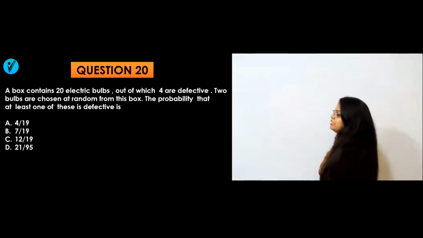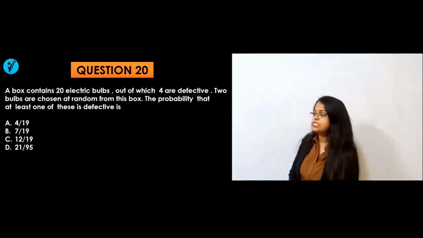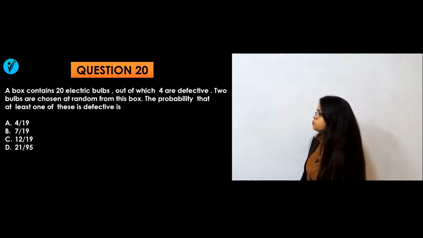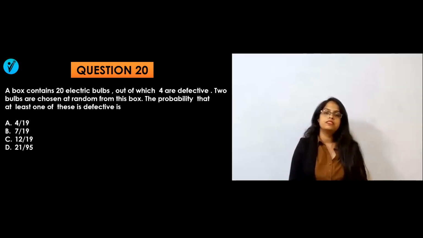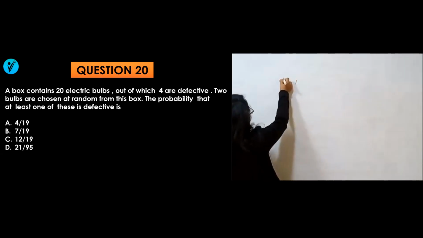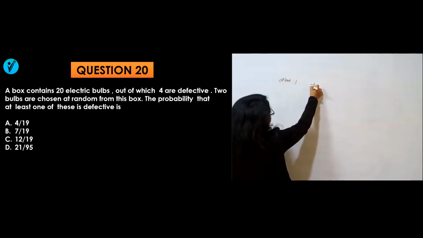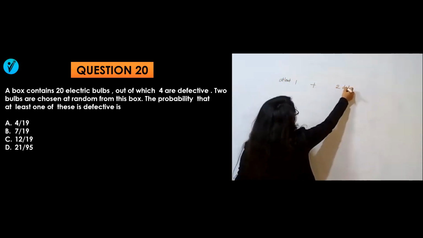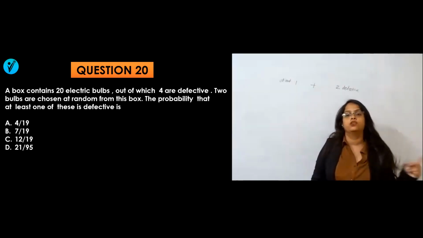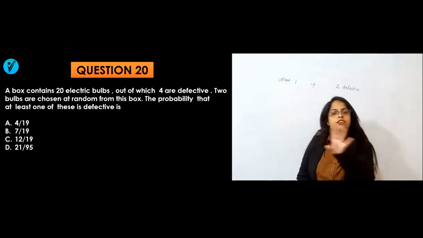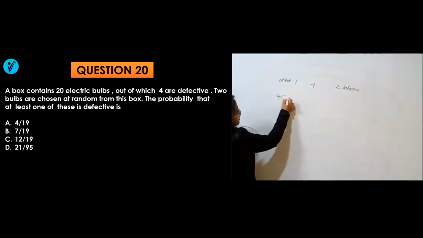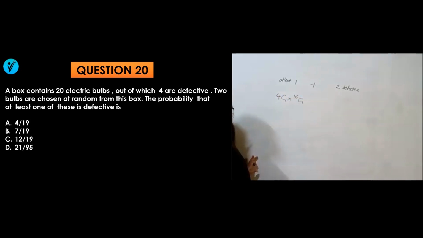Last one: a box contains 20 electric bulbs, out of which 4 are defective. 2 bulbs are chosen at random from this box. What is the probability that at least one of them is defective? At least one defective, that means one is also acceptable. At least one, or 2 defective are also acceptable. If I am saying that one is defective, 4 are defective, that means out of 20, 4 are defective, so 16 will be non-defective. So out of these 4, one is defective, then one is non-defective, which is out of the 16.